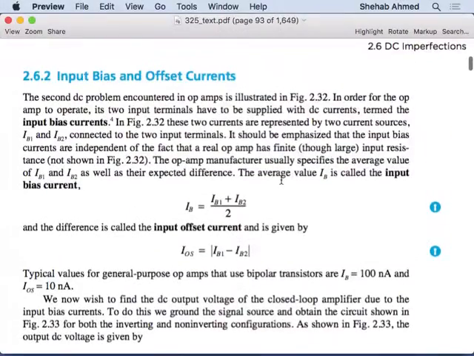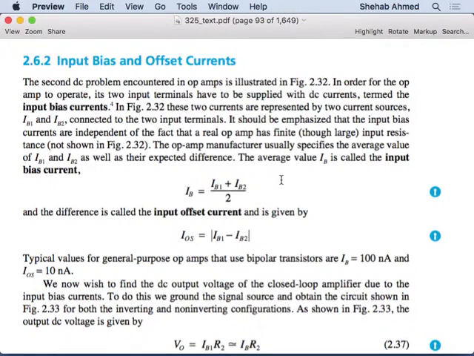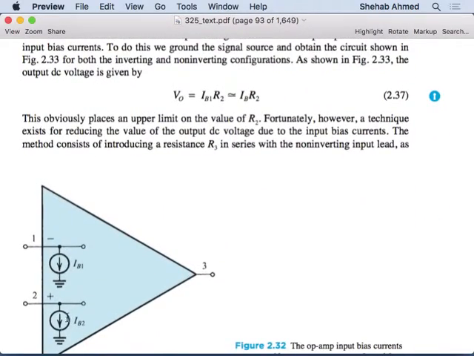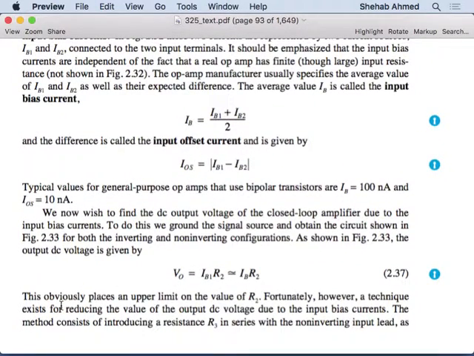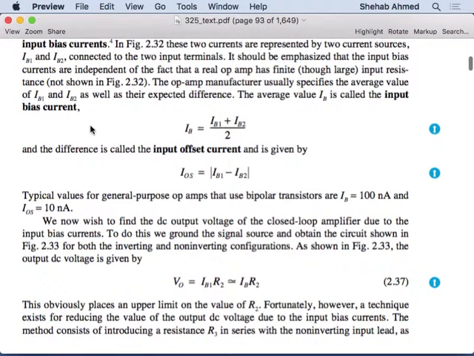So we want to define two things. First, they're called input bias currents, and they have an average value. In the general case, the bias current at input terminal 1 and the bias current at input terminal 2 are different, but they should be reasonably close to each other. So sometimes we deal with the average value of them, and we call that the input bias current, and we will deal with that sometimes.